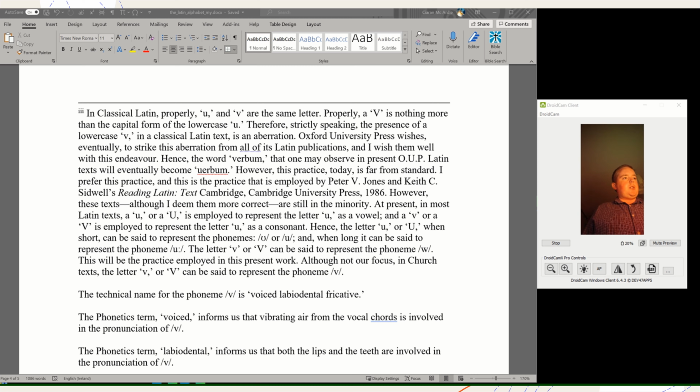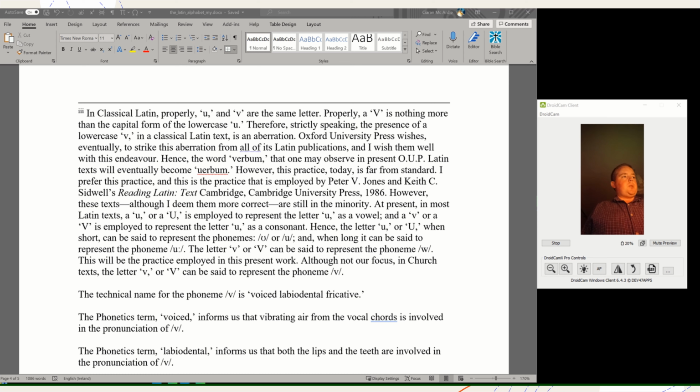However, this practice today is far from standard. I prefer this practice, and this is the practice that is employed by Peter V. Jones and Keith C. Sidwell's Reading Latin Text, Cambridge. And that's an excellent book that I hope to do a few videos on. Cambridge University Press, 1986. However, these texts, although I deem them more correct, are still in the minority.